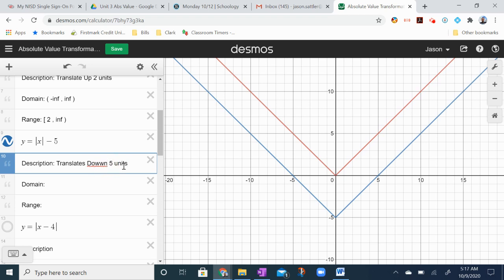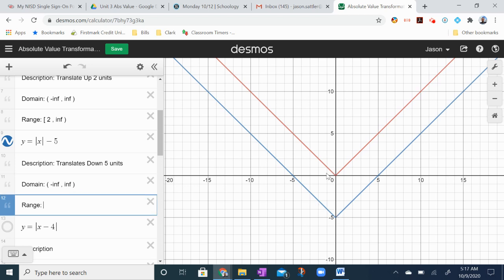5 units. All right. Okay, so this is good. Our domain still grows left to right, so it's going to be the same thing. So negative infinity to positive infinity. All right, our range, okay, this time it starts at -5 and goes up forever. So -5 to infinity. So bracket, -5, and then to infinity, and then close the parentheses.